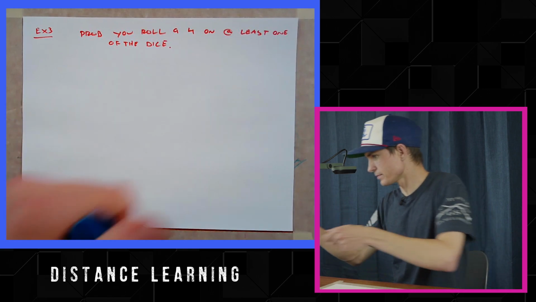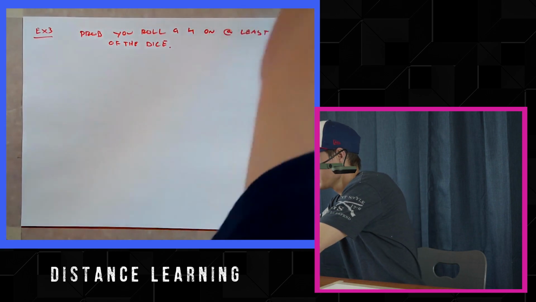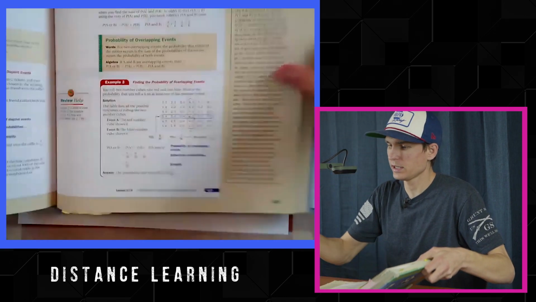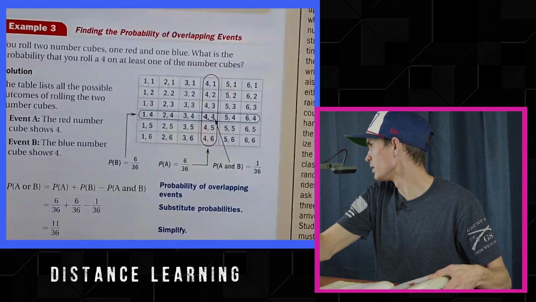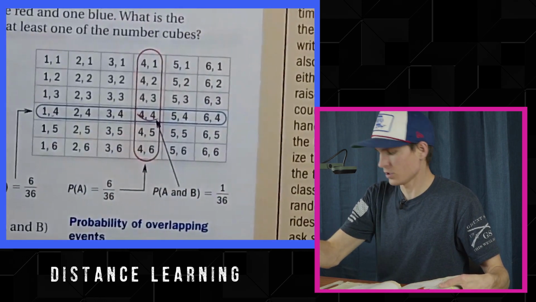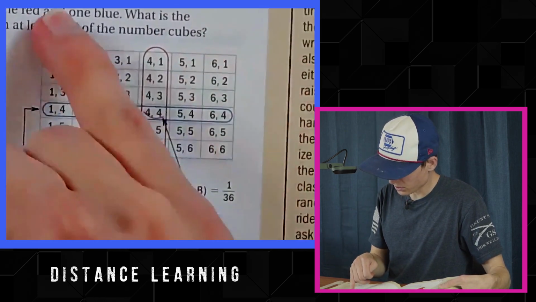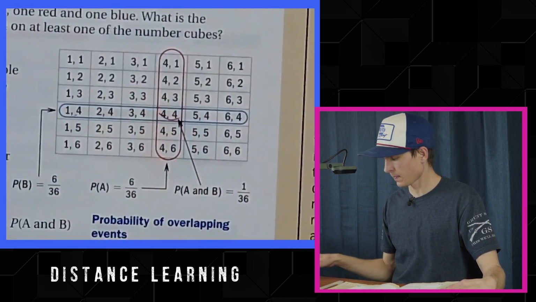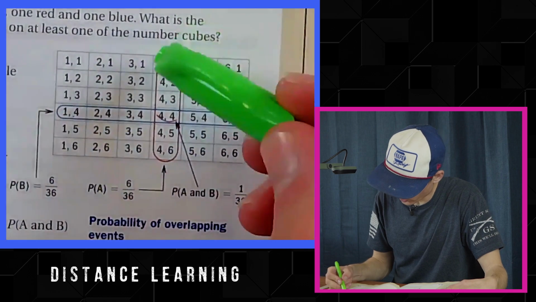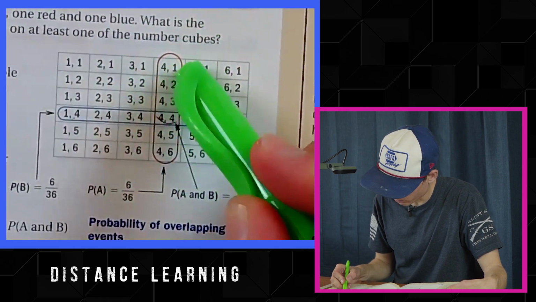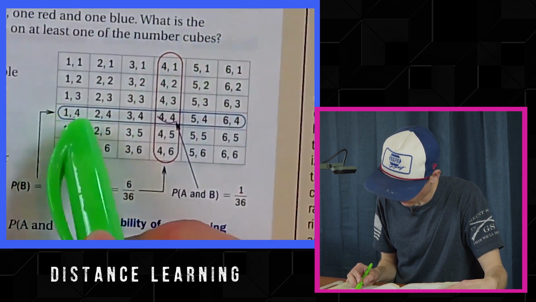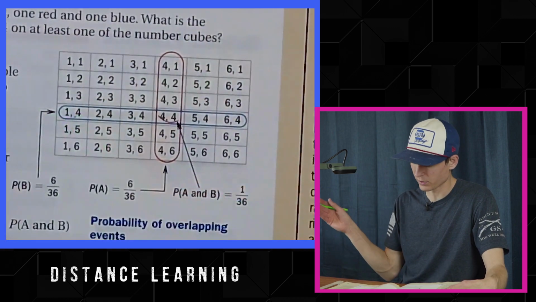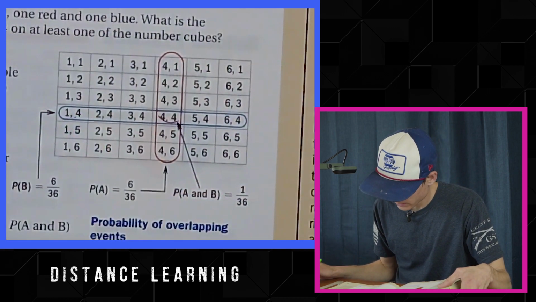So I'm going to just zoom in on the book actually. So this is like the red dice, the blue dice, and then all the combinations with these 2 dice that you can get, right? So this is like 4 with the red, 1 with the blue. This is 1 with the blue, 4 with the red, right? That's what the differences are, okay?